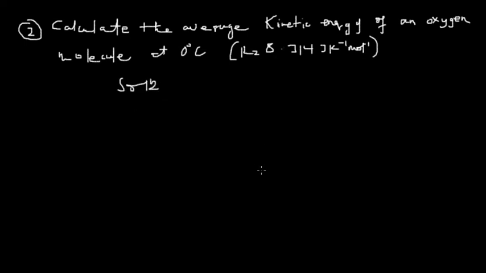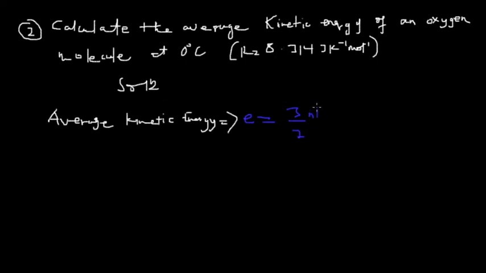So you know our average kinetic energy equation, which is E equals 3/2 nRT, divided by N naught. Know that N naught is Avogadro's constant, but from here you could notice that we weren't given any n, so you can just omit it. So we have E equals 3RT divided by 2 N naught.